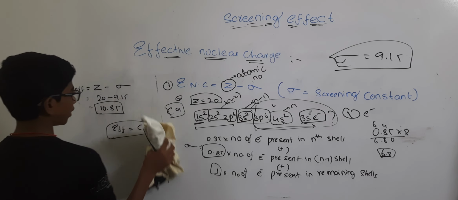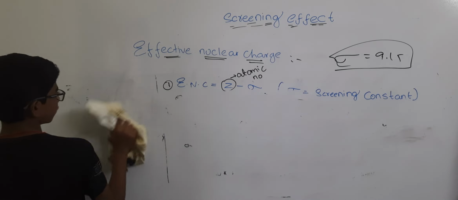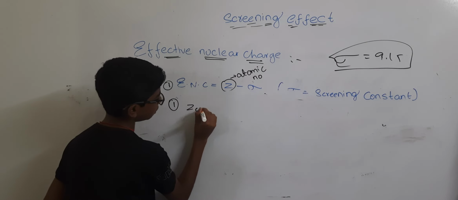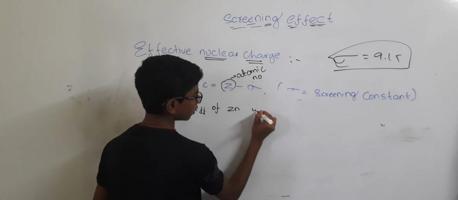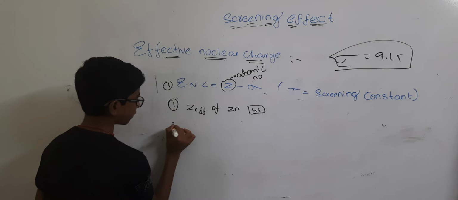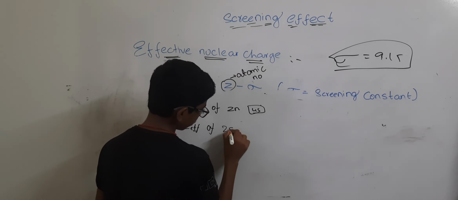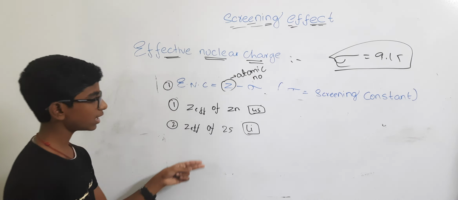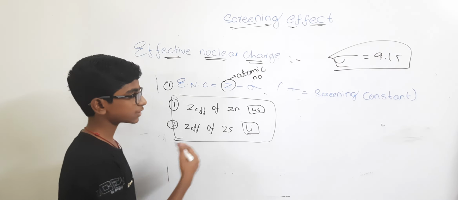Okay, today I am giving you some questions. Keep the answers in the comment section. First question: find the effective nuclear charge of zinc for the 4s electron. Second: the effective nuclear charge of the 2s electron in lithium. In this way, first solve these two questions and put the answers in the comment section. These are the two questions for today.